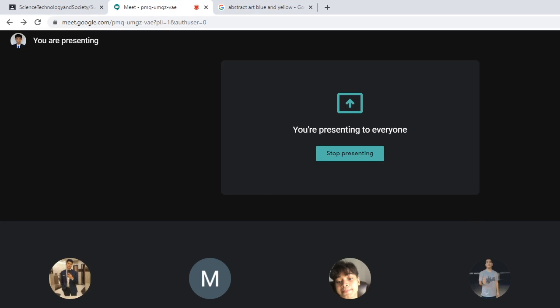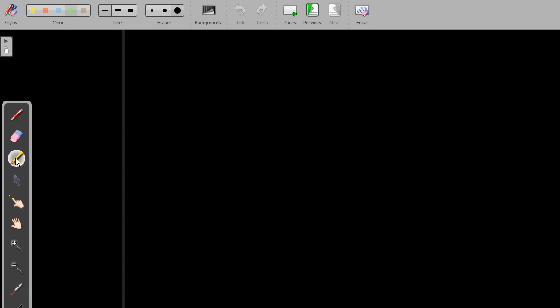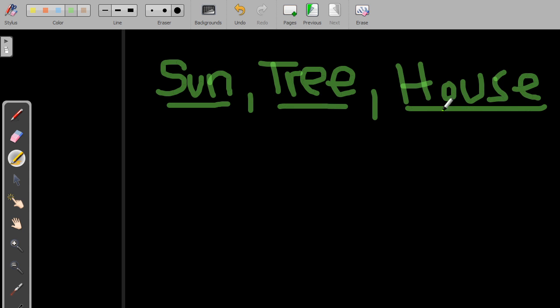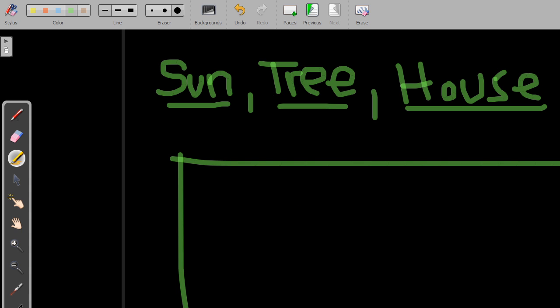Do you have your writing materials na? Yes po. Okay. You must do this activity. This is a very interesting activity. Do it today, right now. In your notebook, paper, whatever that is, try to draw a sun, a tree, and a house. Three objects. If this is your paper, draw all 3 inside.